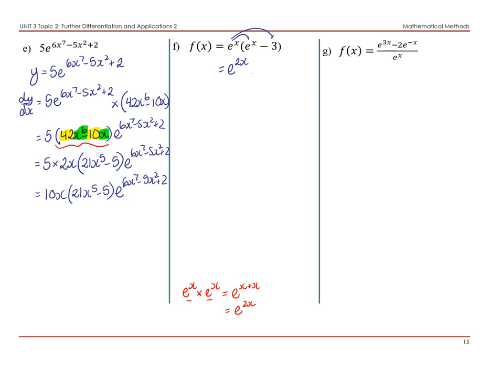So you've got e to the 2x minus 3e to the x. So to differentiate each of them, e to the 2x multiplied by the derivative of the power is 2, minus 3e to the x, and the power's derivative is 1. So that's the same. So we've got 2e to the 2x minus 3e to the x.